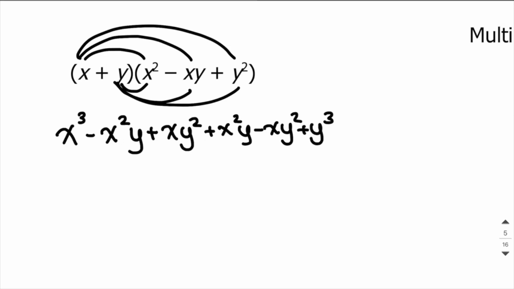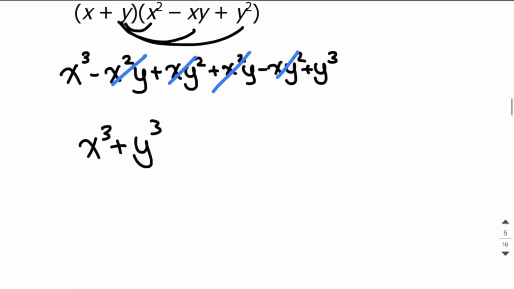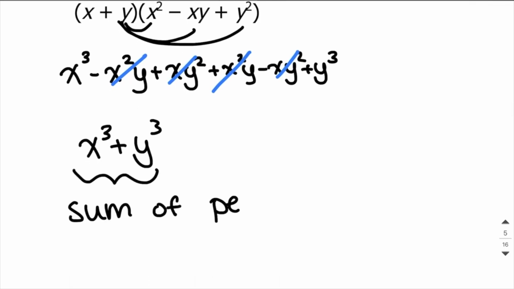Now, what happens here? This goes away with this. These are like terms. These are also like terms, but they cancel each other out because there's a positive and a negative of each one. And I end up getting x cubed plus y cubed. And if you notice right here, this is a sum of perfect cubes.